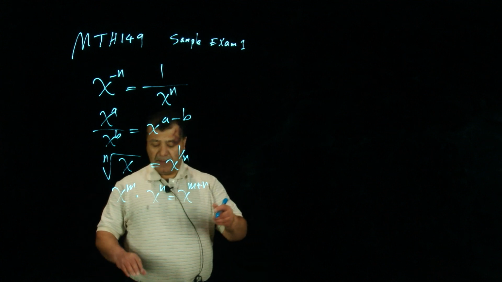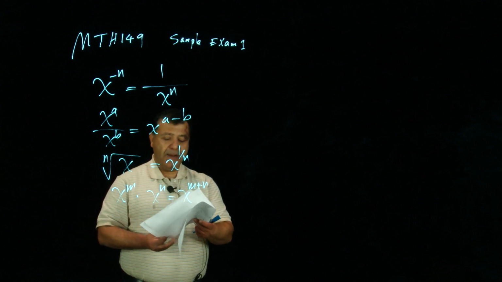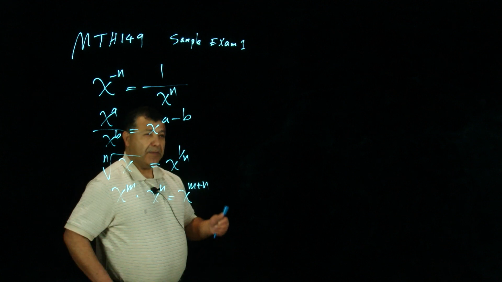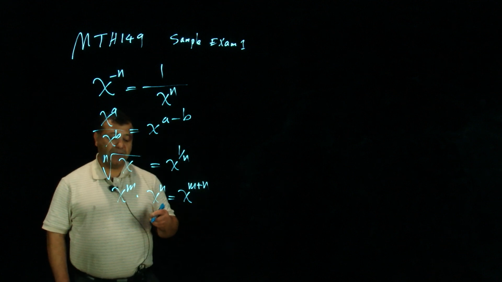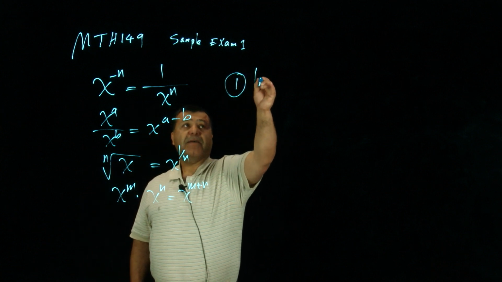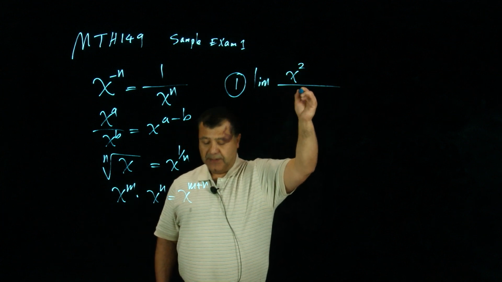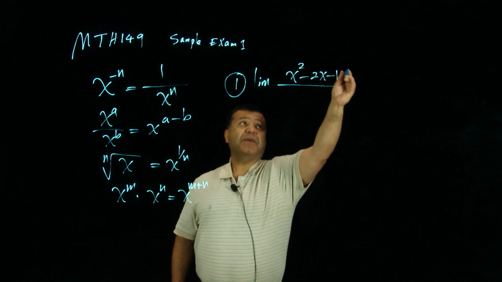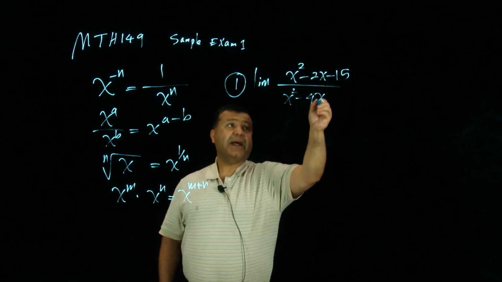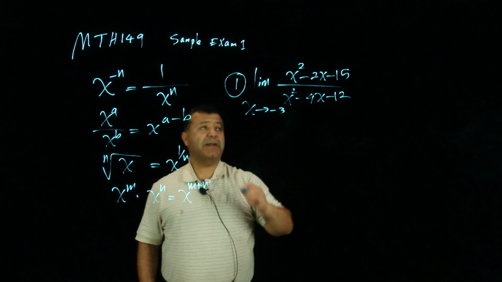We're going to start with problem number 1. Problem number 1, we're looking for the limit as x approaches a point. Now remember, the limit doesn't mean the value of the function. For example, if you look at our problem number 1 here, where I have the limit of x squared minus 2x minus 15 over x squared minus 4x minus 12 as x approaches negative 3.